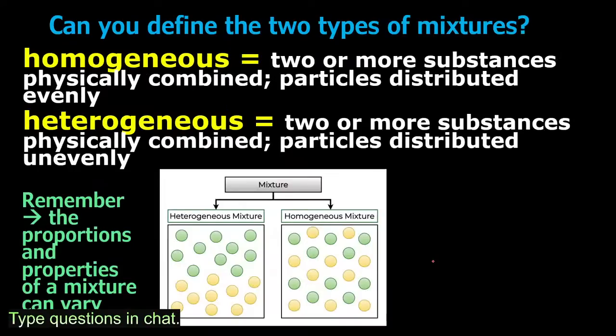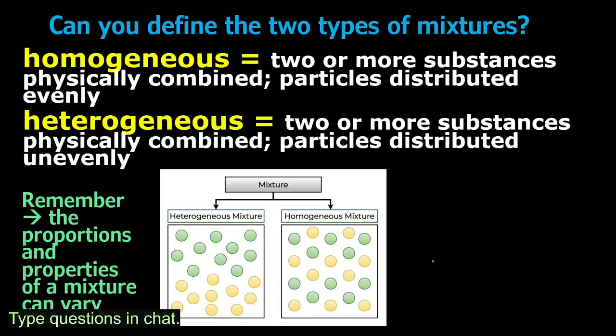Okay. Now, I put a little note here to remember that the proportions and properties in a mixture can vary. So you could have something that has more salt. If it's salt water, for example, they could have more salt. It would be saltier, right? So the properties are different. So in a mixture, the proportions and properties can vary.